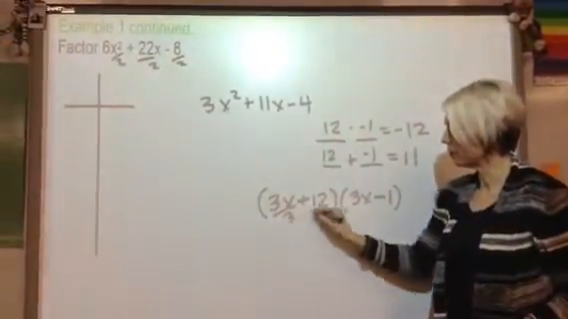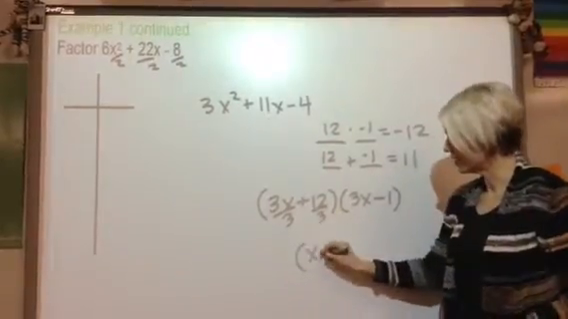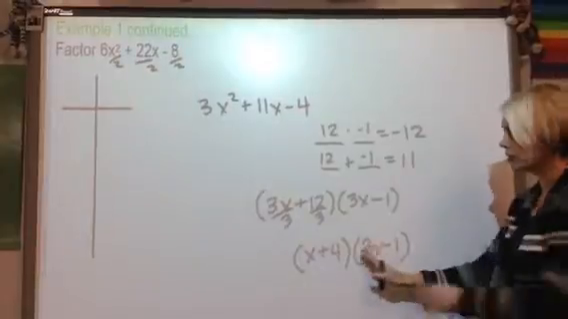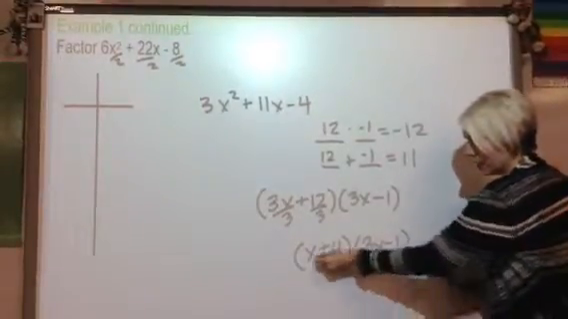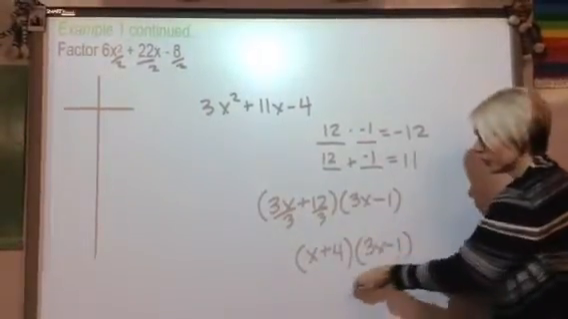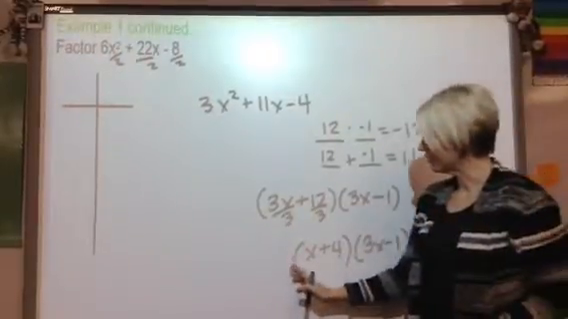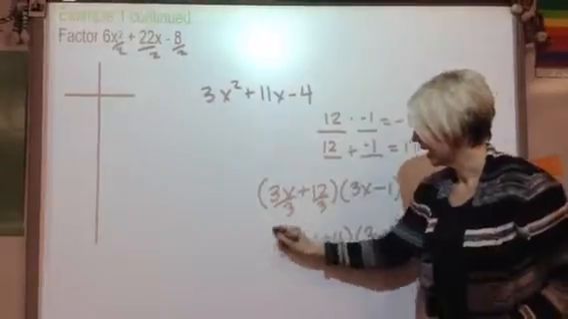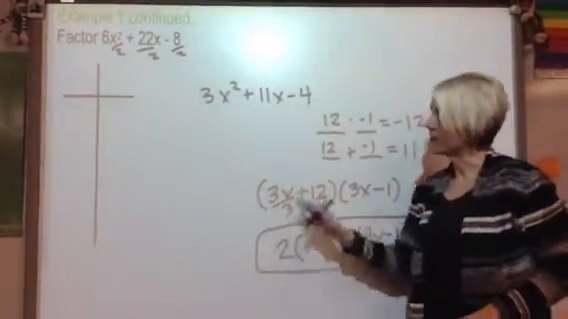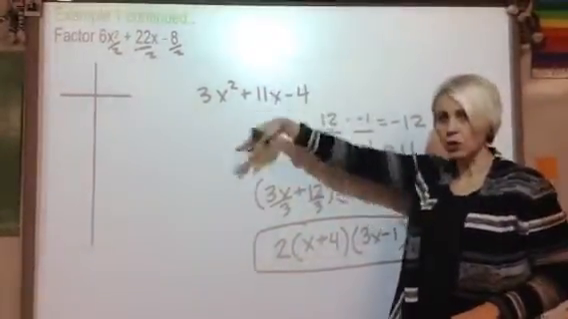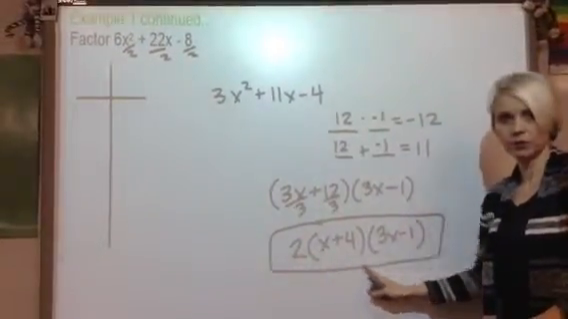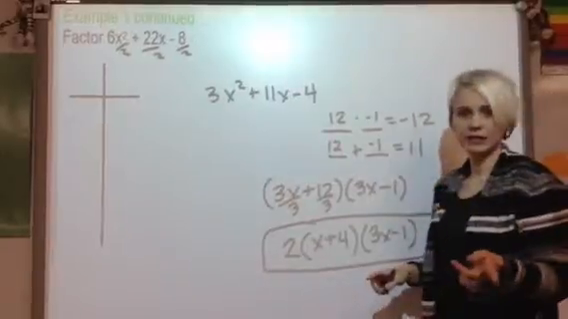These I can divide out of 3. So this becomes x plus 4 times 3x minus 1. Now if you wanted to check this, you could definitely do your FOIL or do your boxes to check it. What we have to do now is put that 2 that we factored out at the beginning out front. Because remember, when we divide by something or factor it out, it doesn't go away. It has to be there, but we don't have to put it in until the very end where we have our binomials. So you try the examples in your notes.